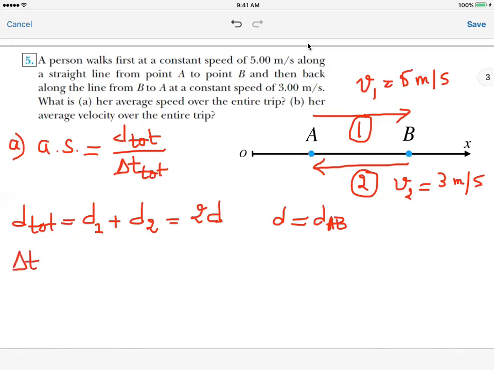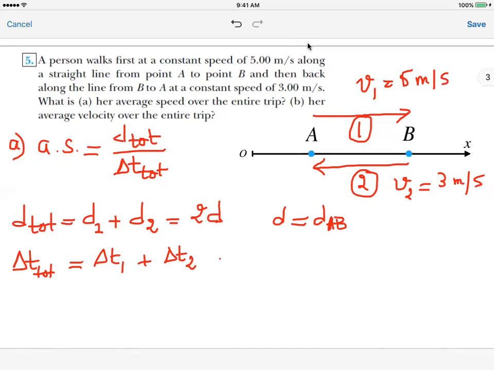Now, what is delta t total? In the same way, we can decompose delta t total between the first and the second path. So it's equal to delta t1 plus delta t2. And that's it. Now, what are delta t1 and delta t2? Those are the factors that we need to determine at the moment.